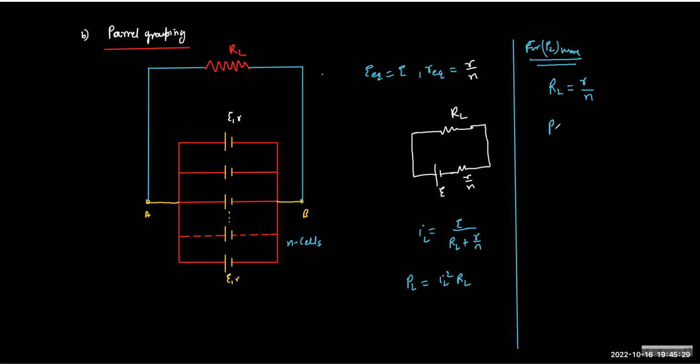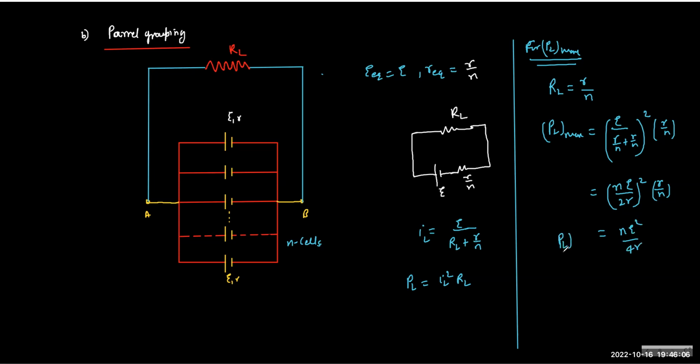So in that case, the PL max will be how much? Just check it out. E by RL plus RL, whole square, into RL. So how much are we getting? It's N E by 2R, whole square, into R by N. What is the answer? You can check, the answer is the same, right?